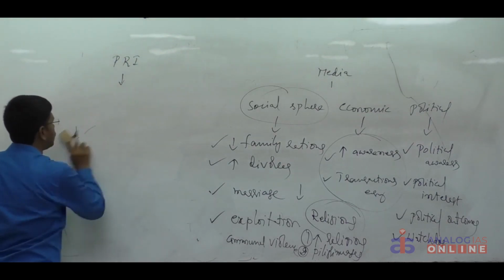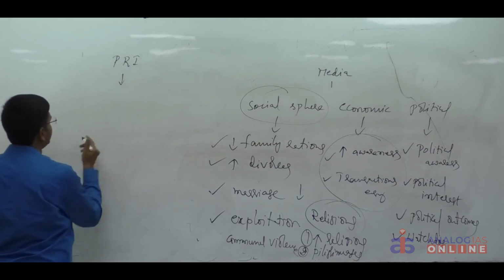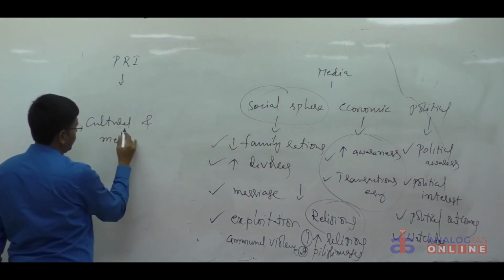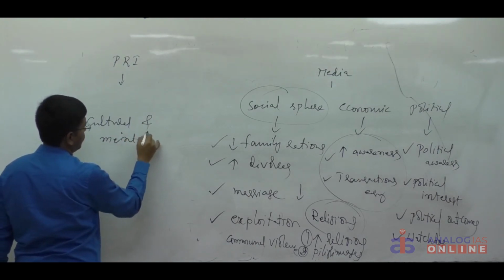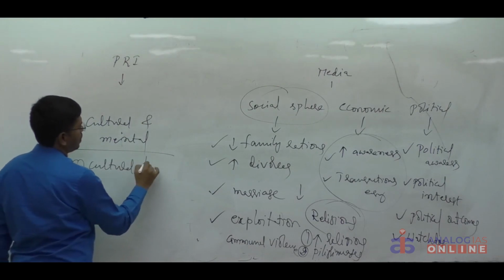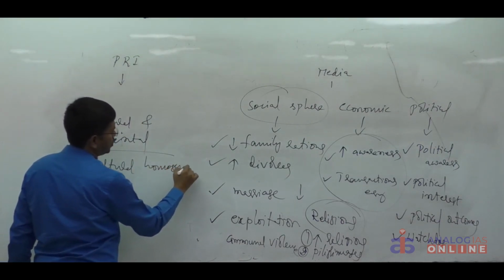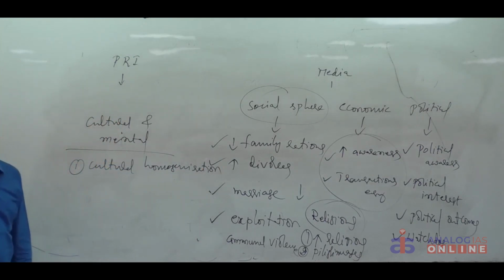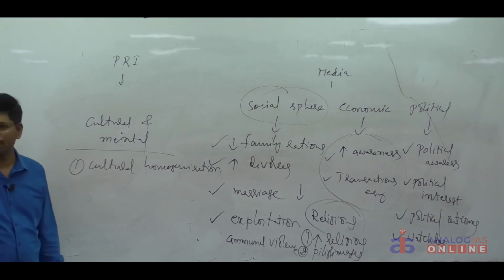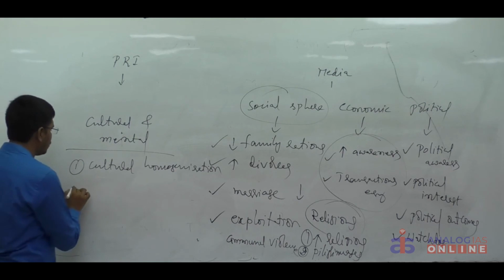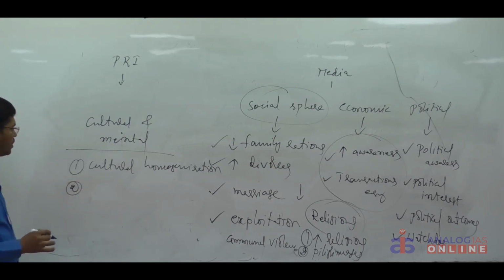And with respect to the cultural sphere and mental outlook, there were certain changes. One is cultural homogenization. Because of media, we came to know about the availability of different varieties of dress patterns and food habits in different parts of the world, and all of us are following the same way of lifestyle. That's why cultural homogenization is one change.